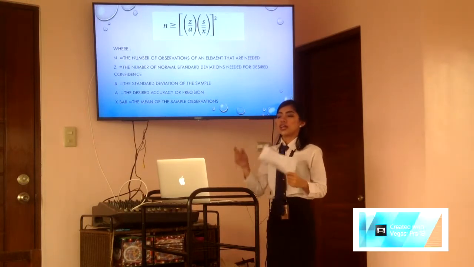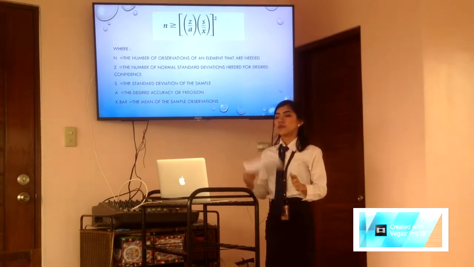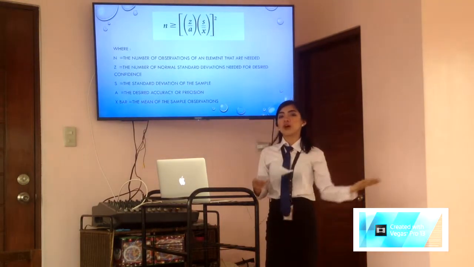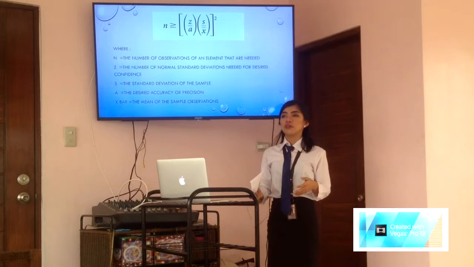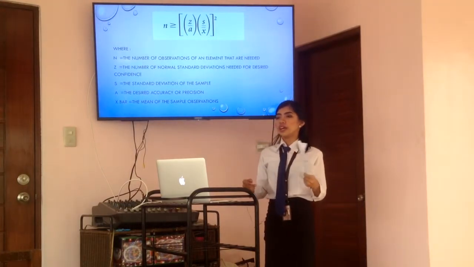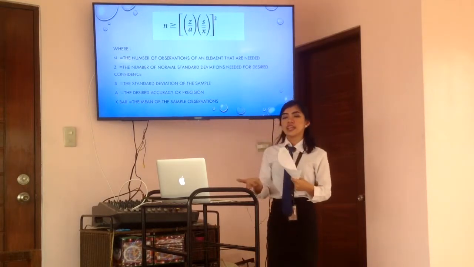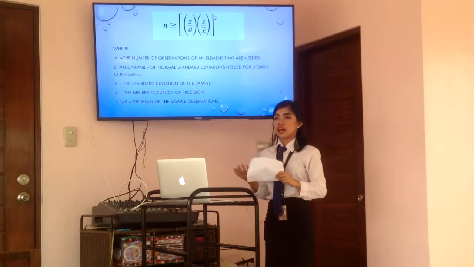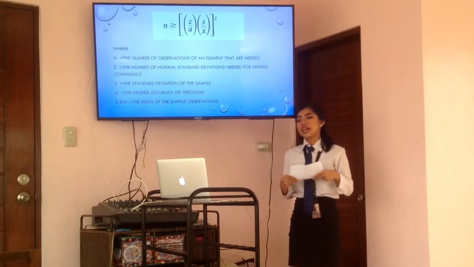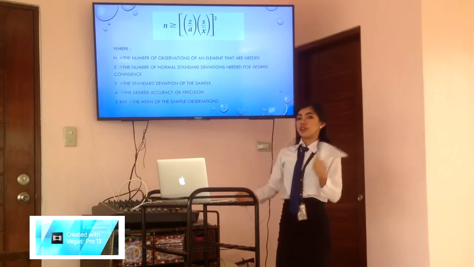Where N is the number of observations of an element that are needed, Z is the number of normal standard deviations needed for the desired confidence. Later, I will be showing the tables for the correct Z value equivalent to the percentage. And S is the standard deviation of the sample, A is the desired accuracy or precision, and X bar is the mean of the sample observations.